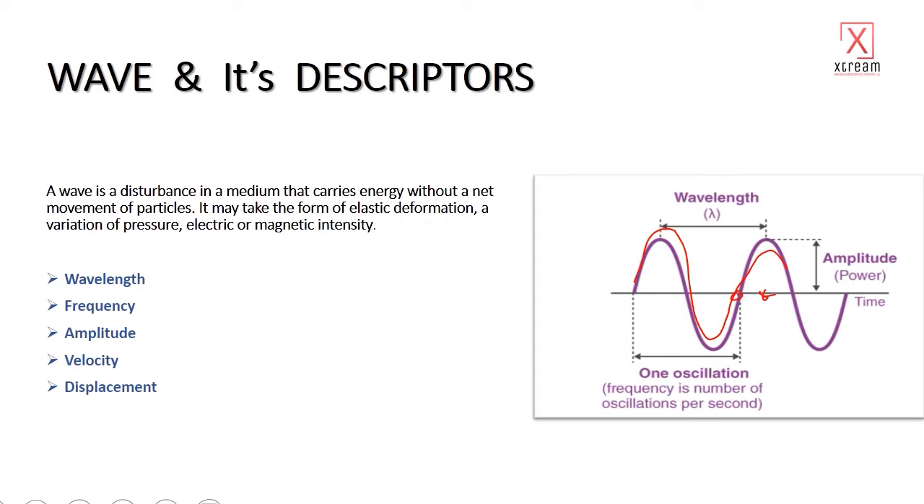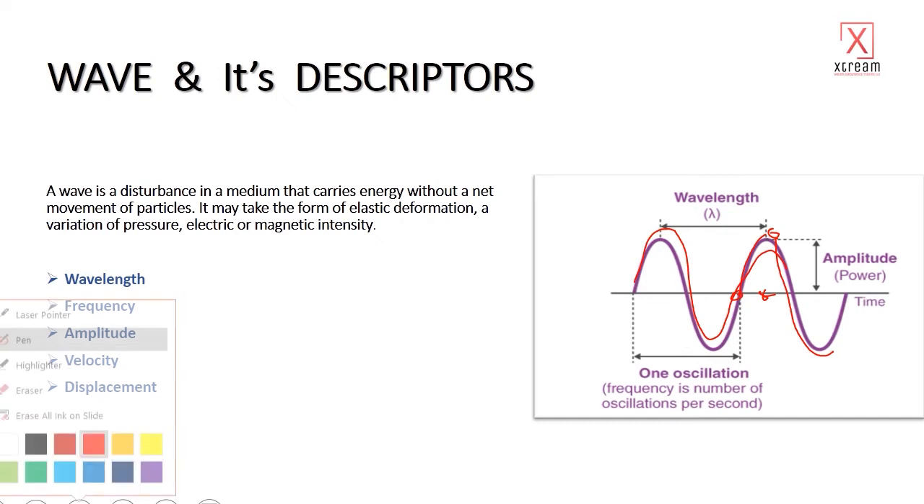the maximum distance it covers from here to here, or from here to here, and so on, will be called the displacement of a particular point on the wave.